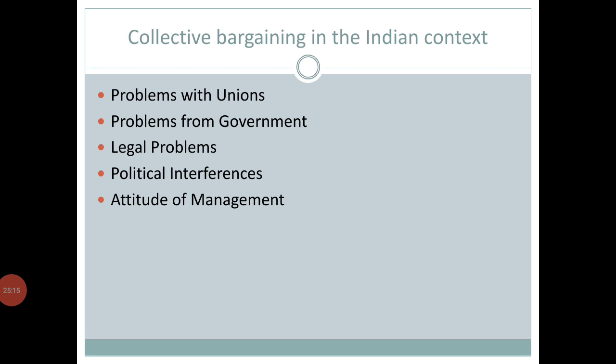Then there are certain recommendations of the NCL for successful functioning of collective bargaining. What are these?